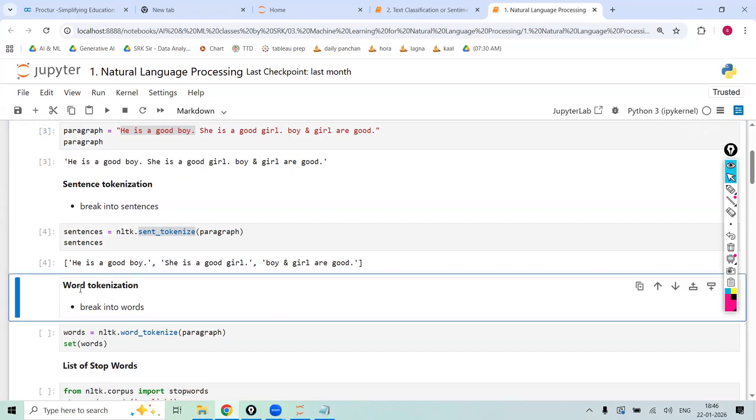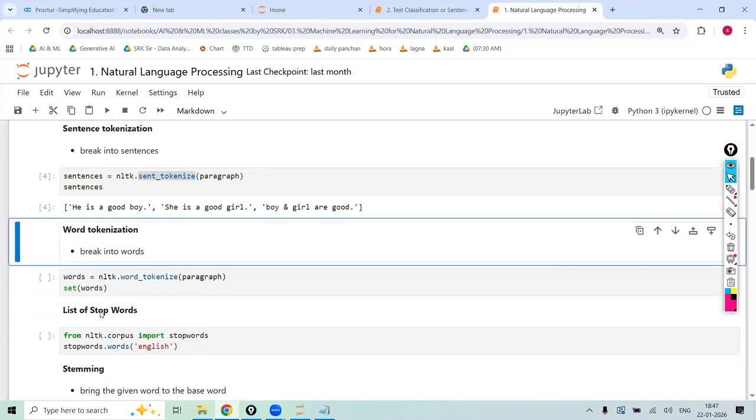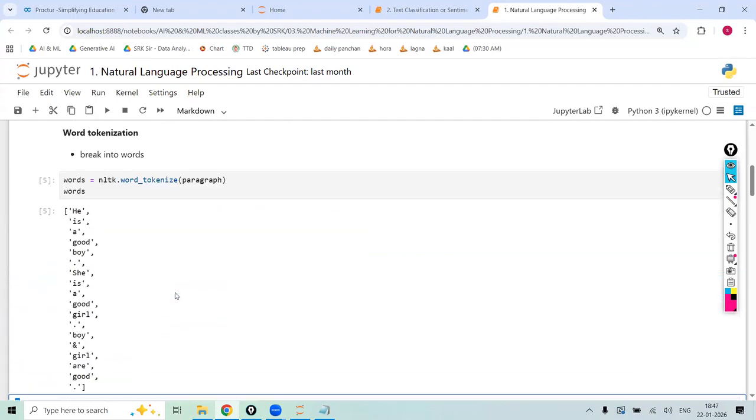Second, word tokenization. What is meant by word tokenization? It means breaking into words. Sentence tokenization means breaking into sentences. Word tokenization means breaking into the words. So here, I am going to break into the words using nltk.word_tokenize. Word tokenize is going to break into words. So the first word is he, the second word is is, then a, good, boy.